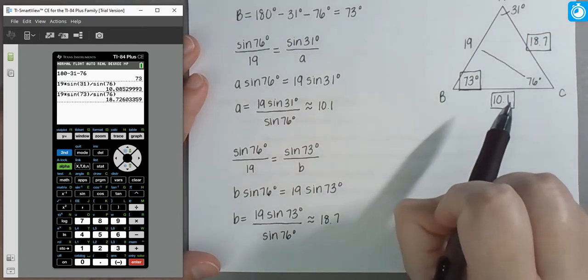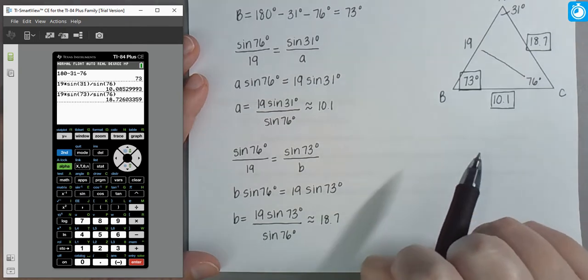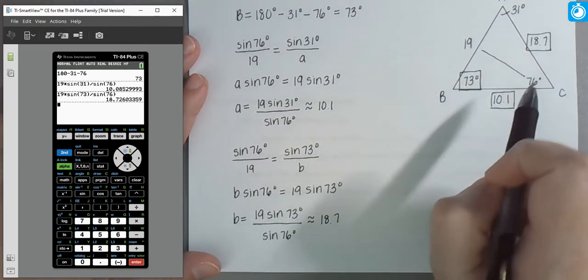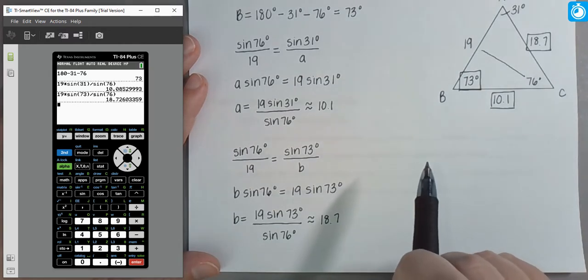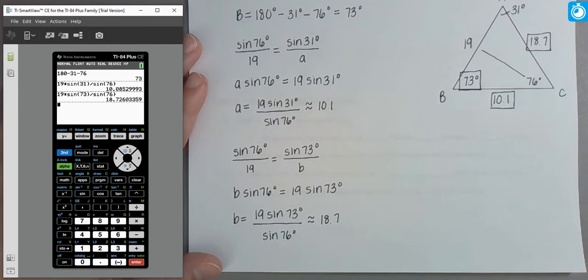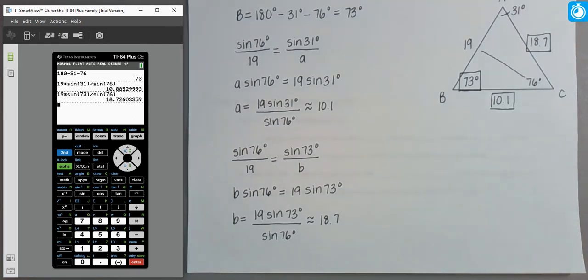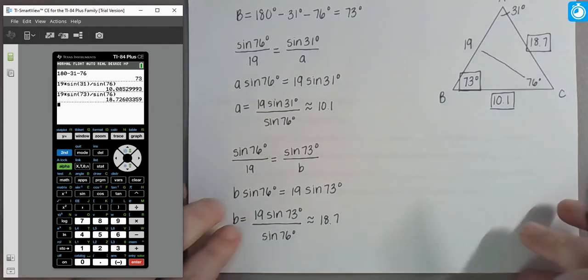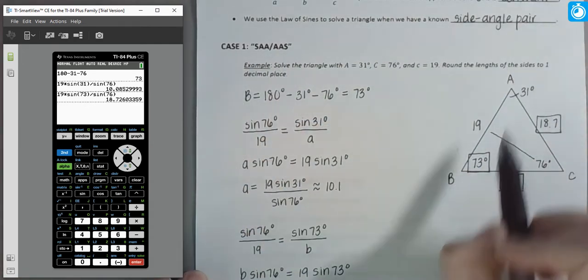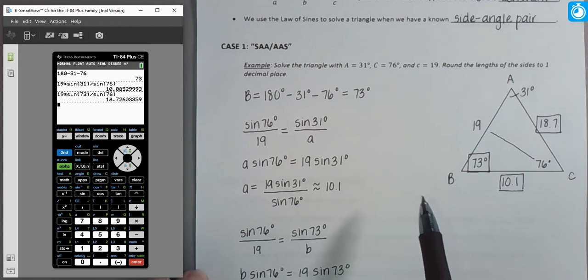And again, it's smaller than 19, larger than 10.1. Notice it's close to 19, but that's because the angles were also pretty close in size as well. So it makes sense that the side lengths would be close in basically the same fashion. So that's the general idea, and that's essentially the general idea with any law of sines problem. The only thing that changes is how we're given information and the structure of the resulting triangle.